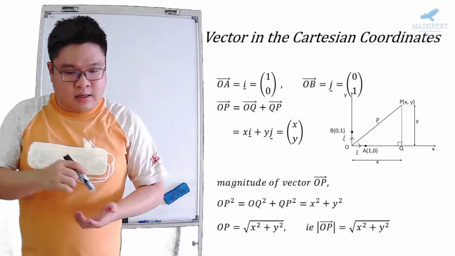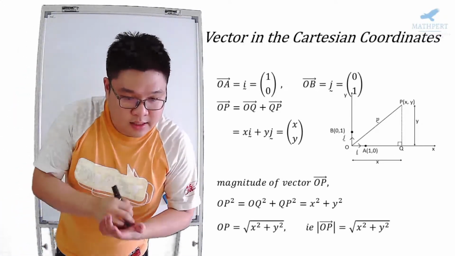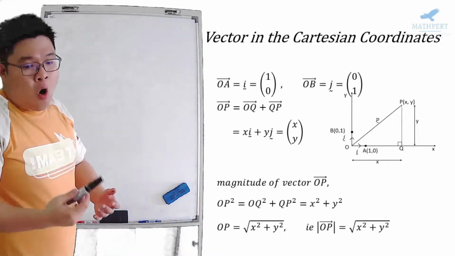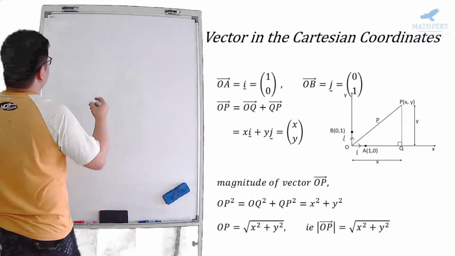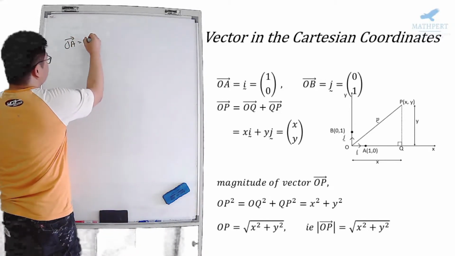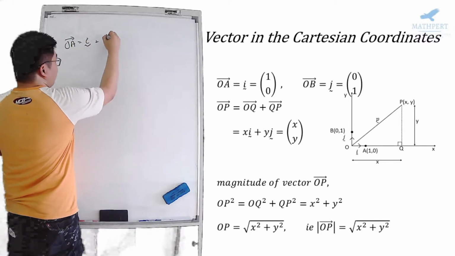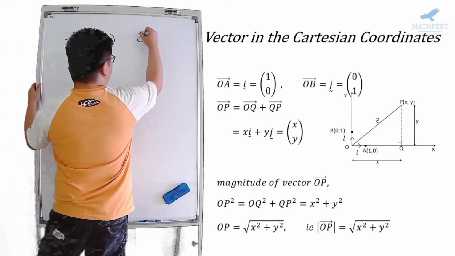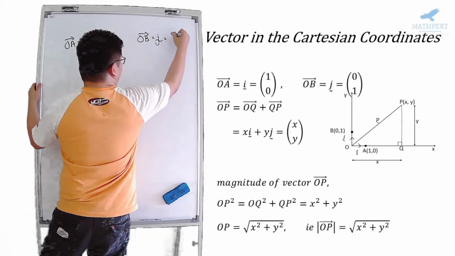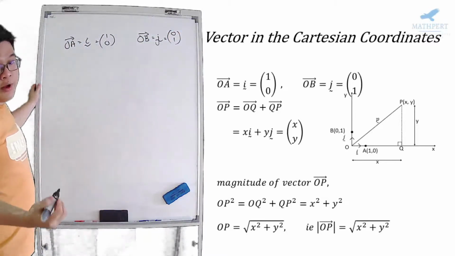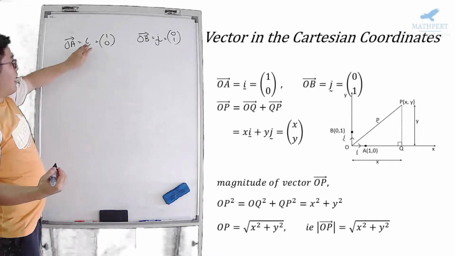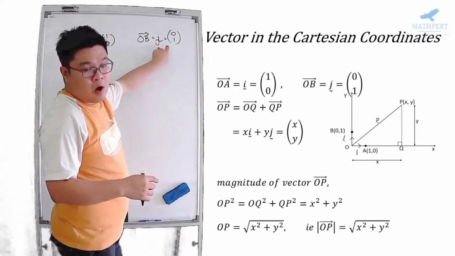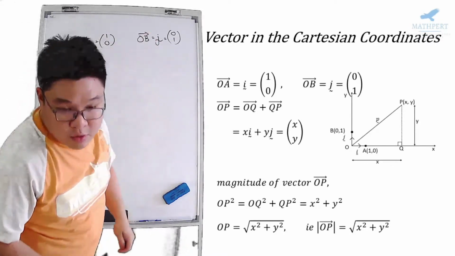Vector in the Cartesian coordinates, we also call it column vectors. If OA is equal to i, it means 1, 0. OB is j, it means 0, 1. In this column vector, Cartesian coordinates, i represents the x-axis and j represents the y-axis. Take a look at this diagram over here.